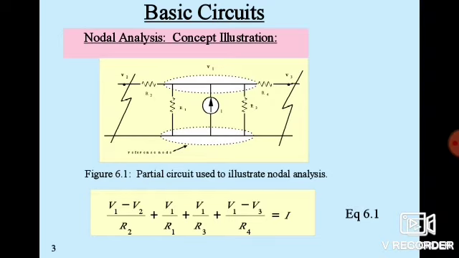Therefore current I equals (V1 minus V2) divided by R2 plus V1 by R1 plus V1 by R3 plus (V1 minus V3) divided by R4 equals I. So it is the current equation for the node V1.